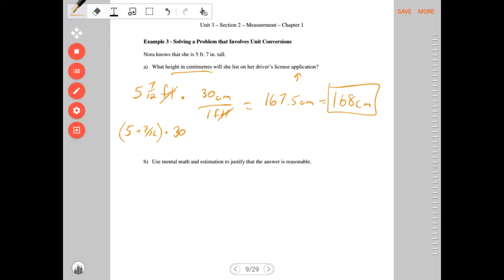Now use mental math and estimation to justify the answer is reasonable. If every foot is 30 centimeters, 5 times 30 is 150 centimeters. 7 inches is just over half a foot. Since 30 centimeters is a foot, half a foot would be 15, so a little more than 15. So 150 plus 15 is 165, and then just a little tiny bit more than 165. You can see 168 is just a little bit more than 165. So this is reasonable. We can use mental math and estimation strategies to figure out that 168 is a reasonable answer.